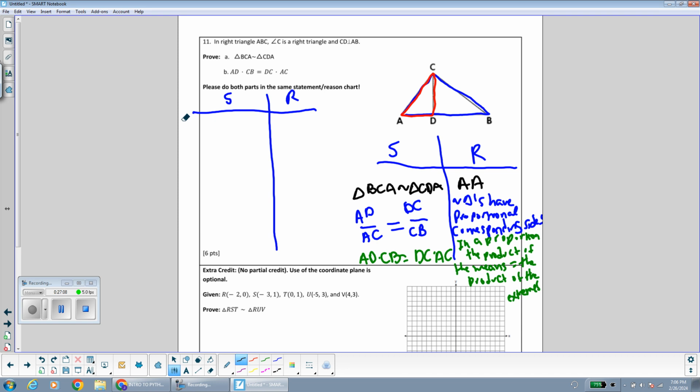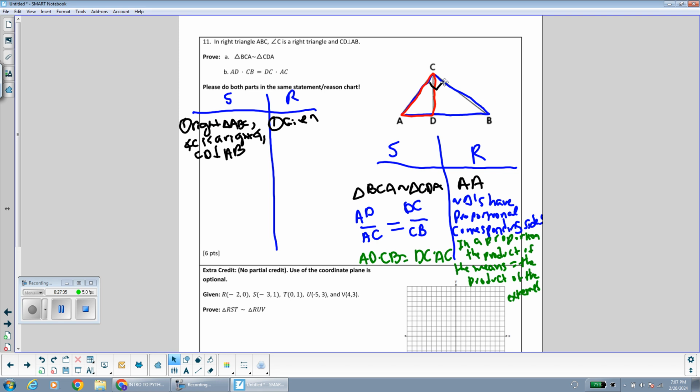Okay. I'm going to write down my givens here. So write triangle ABC. Angle C is a right angle. And CD is perpendicular to AB. That is given. A lot of stuff there.